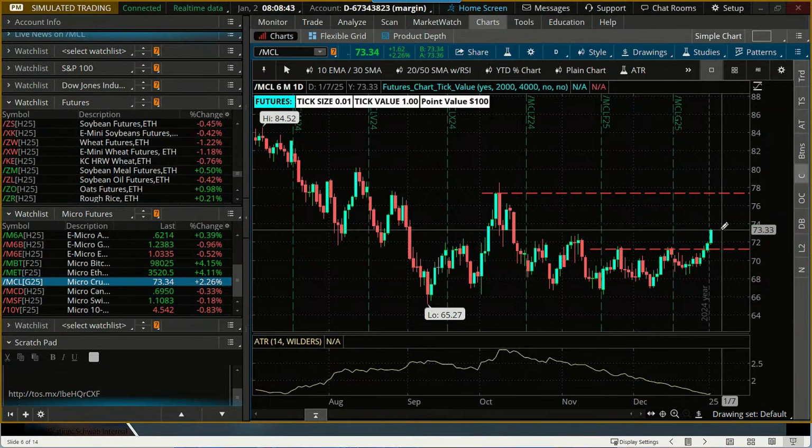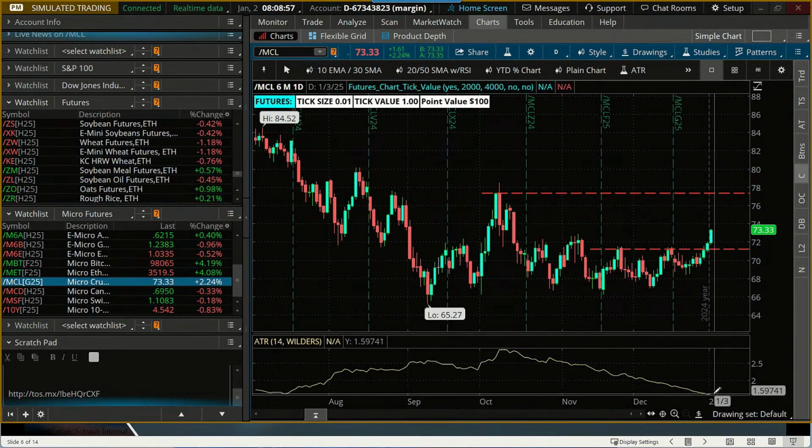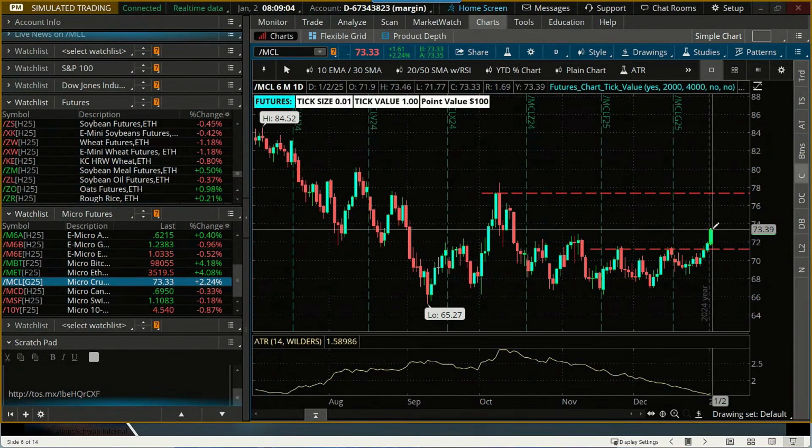Now, what if I go ATR above my current price? Well, my current ATR is about 1.58. Okay, about 1.58, well, actually it's changing, 1.59. If I were to add that on top of the current value, 1.59 plus the current price of 73.37, that gives me a 74.96 stop. 74.96 minus the current price, 73.33, is 1.63.